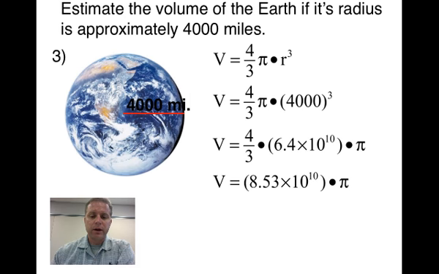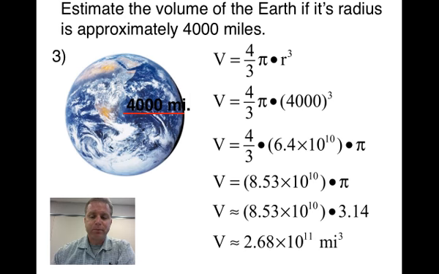Multiply that by pi, I multiplied by 4 divided by 3. And that gives me 8.53 times 10 to the 10th, which is approximately 85,300,000,000 times pi. And remember, pi is 3.14. So we'll get the volume of the Earth is approximately 2.68 times 10 to the 11th cubic miles, which is 268 billion cubic miles. It's a really big number.